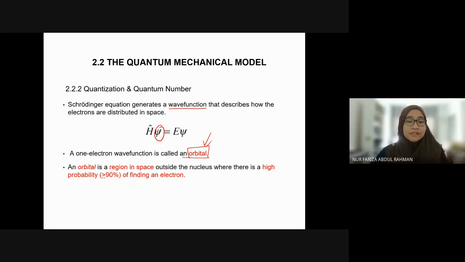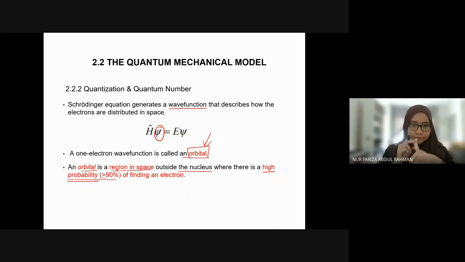So what is the definition of orbital? An orbital is a region in space outside the nucleus, where there is a high probability, which is more than 90%, of finding an electron. So it's all about probability, because we do not know the exact location of the electron, because electrons keep moving.